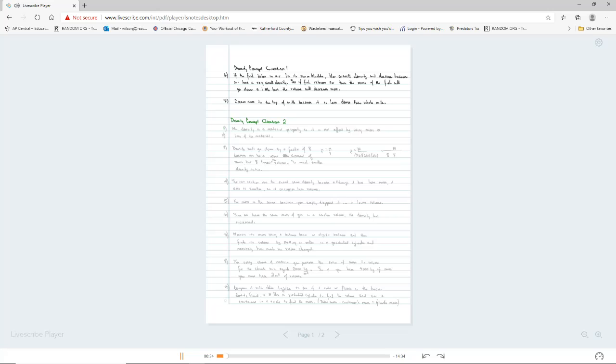And the answer here is no, the density won't change. Density is a material property, so it is not affected by using more or less of the material.